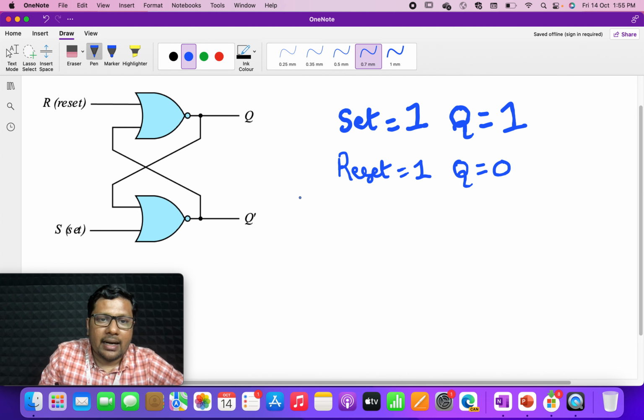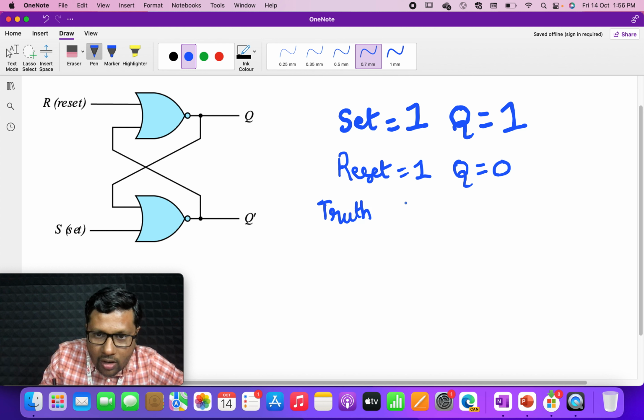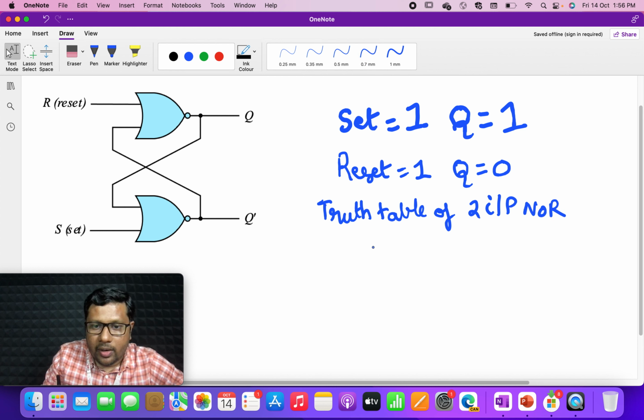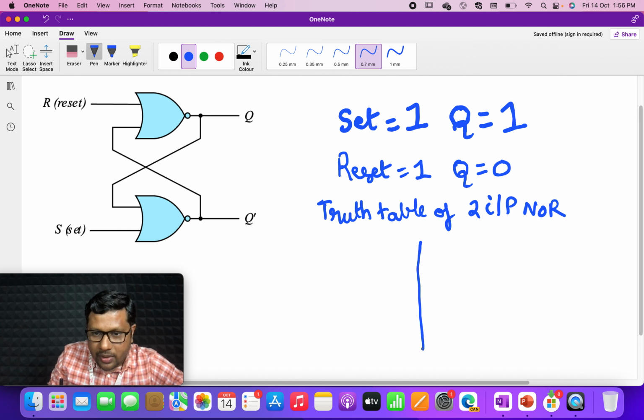In order to analyze this particular circuit, we have to first understand the truth table of a NOR gate. So first let us write down the truth table of a two input NOR gate, like we have discussed previously.